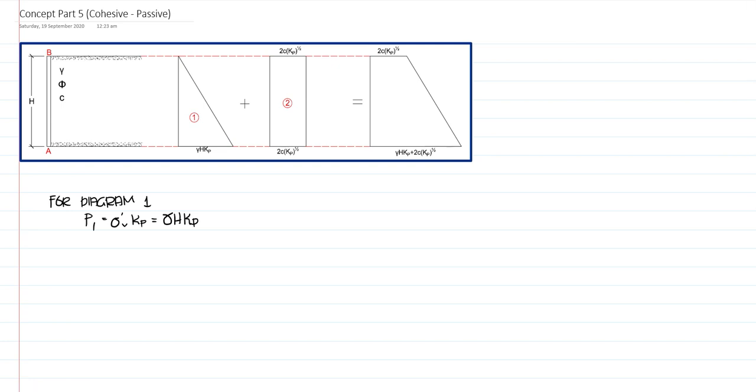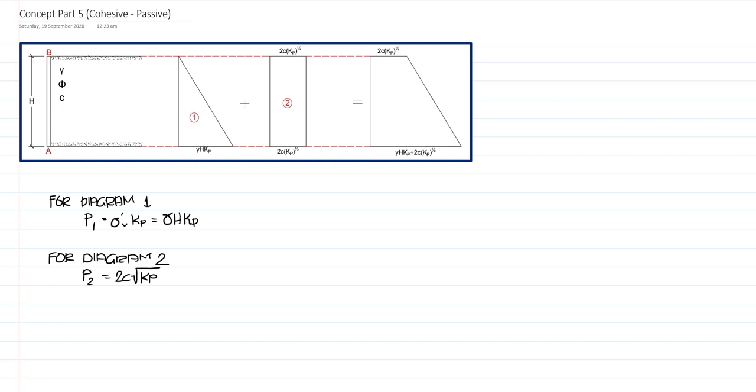And for our pressure number 2, this is the effect of cohesion for our passive condition. So, positive siya. So, wala tayong negative value. So, for diagram number 2, we just have P sub 2 is equal to 2C square root of K sub P. So, yan ngayon yung ating pressure number 2.